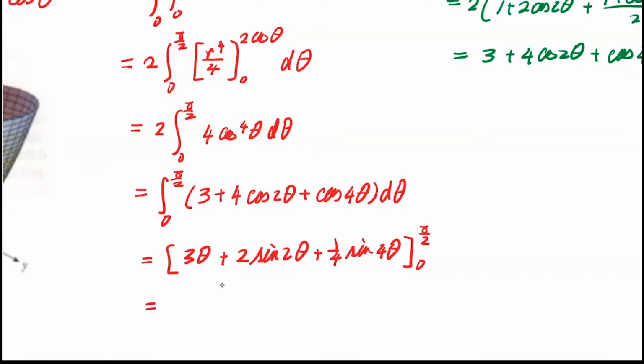Good. Substitute pi over 2, so we have 3 pi over 2. Pi over 2 here becomes sine pi, that's 0. Here, oh, that's 0, and that's 0. So this is it, eh? How about that? Amazing, isn't it?